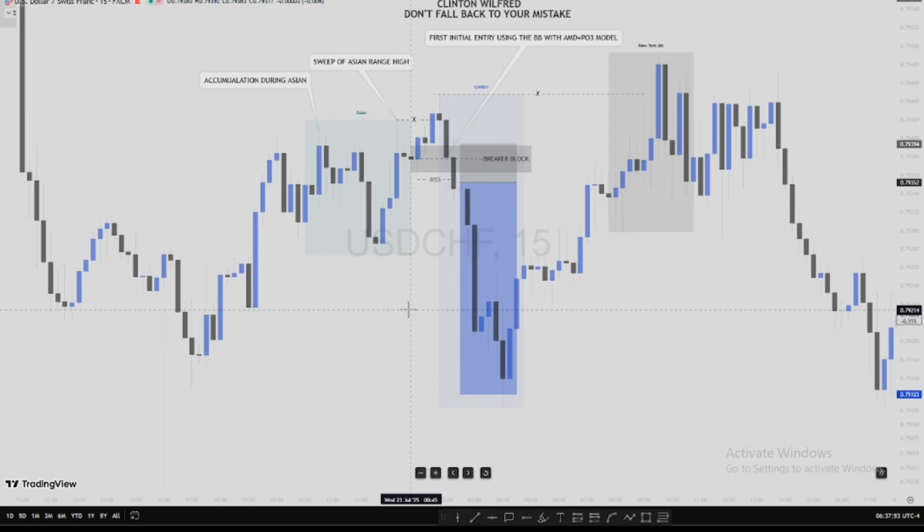I already gave you the context of how price swept the Asian range highs. This is sweeping liquidity, price sweeping out Asian range highs. Then you look for structure shift, then breaker blocks.